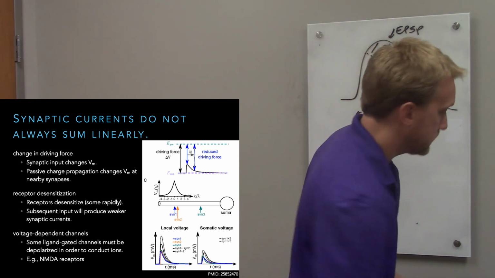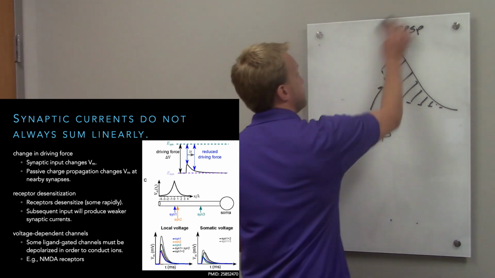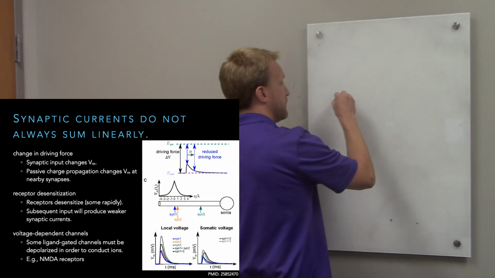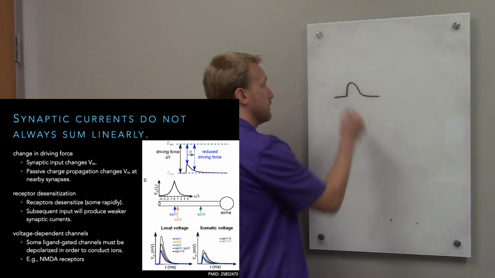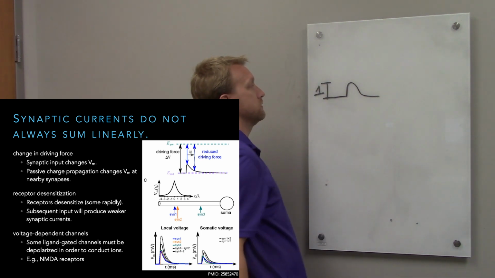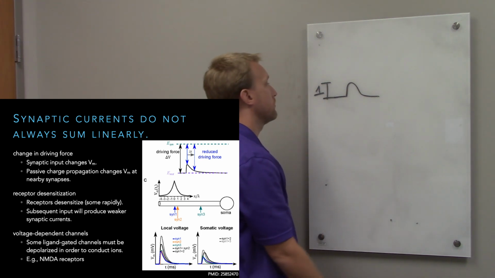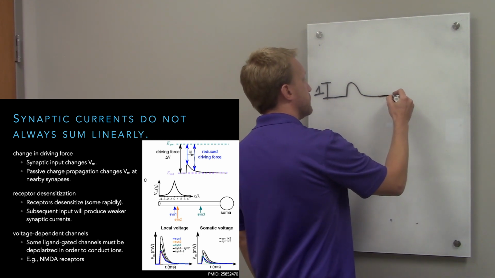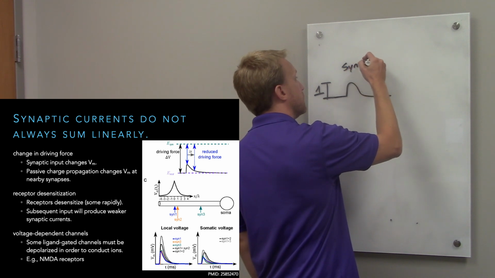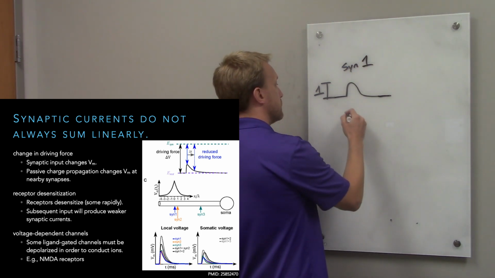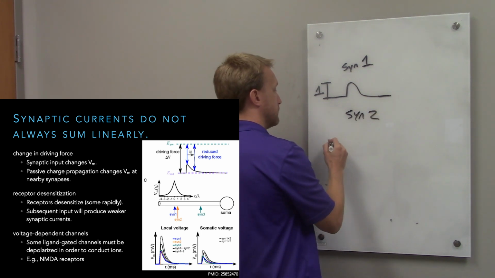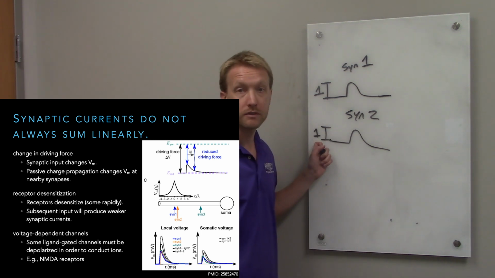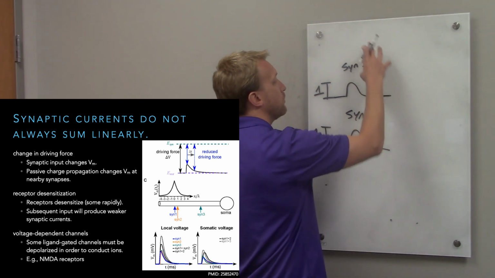Okay, what it means is that if you get input from one synapse, and let's say the EPSP is, oh, I don't know, about that big. Let's call it a unit of 1. 1 millivolt, whatever you want to call it. If we stimulate synapse 2, and it also gives us 1 unit of depolarization, what if we stimulated both synapses together?